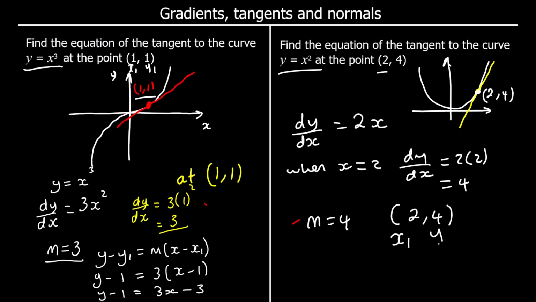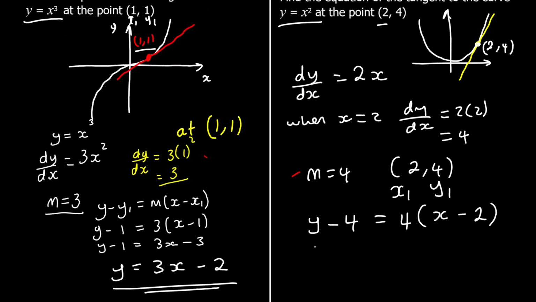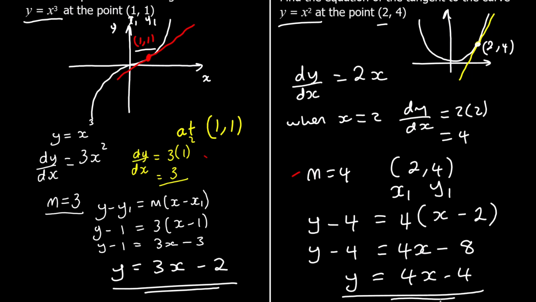So x1, y1, and m. So y minus y1 equals m times x minus x1. y minus 4. So that is the equation. I'm going to rearrange it. I'm going to put it in the form y equals mx plus c. So I'm going to add 4 to both sides. So y equals 4x minus 4.